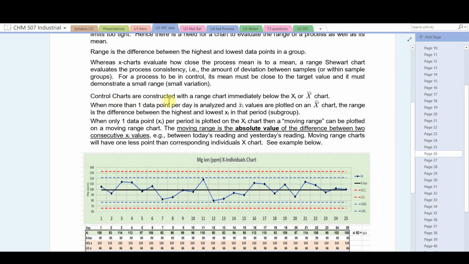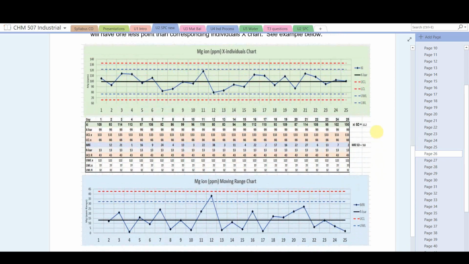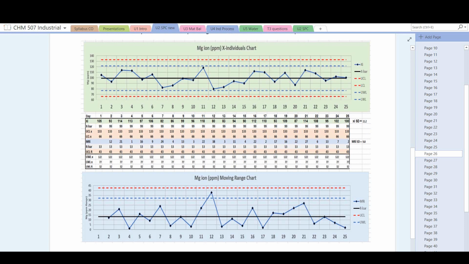Control charts are constructed with the range chart directly below the individuals or X bar chart. So take a look here. Notice how the range chart, which is in blue, is right below the means chart in green. And the idea is that you line up the days. So if I want to look at a certain day, and I notice that there's a problem, say on day 11, then I want to look down at the range chart at the same time to see what's going on. So don't put them side by side, but make sure they're plotted one below the other.